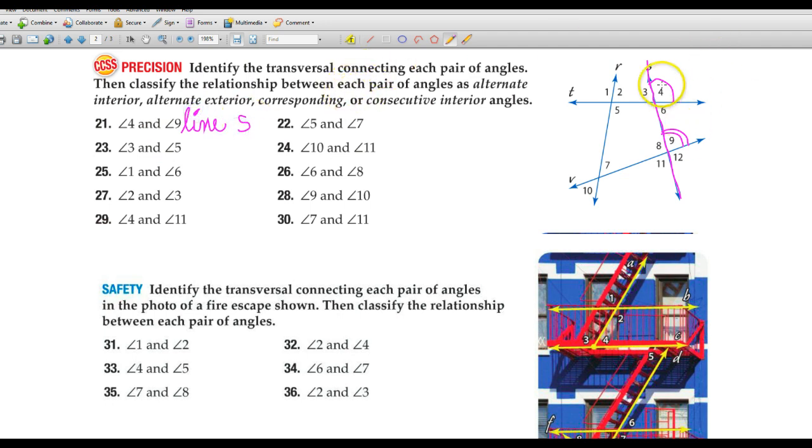And the relationship of these two angles, both of them are on the same side of the transversal, and they're in corresponding locations because they're both above their respective line, here and here. So they are in corresponding locations. That makes them corresponding angles.